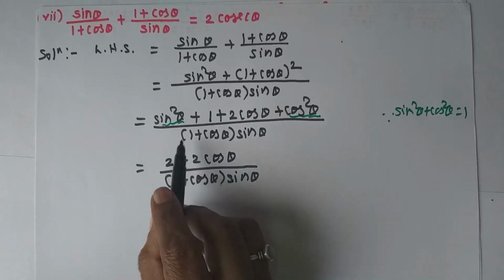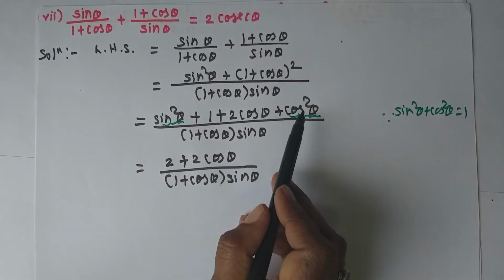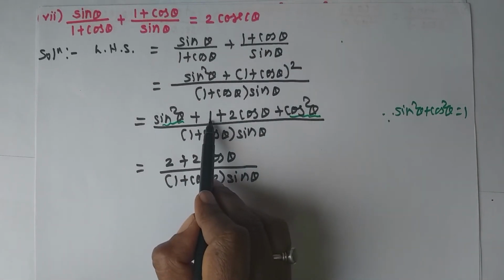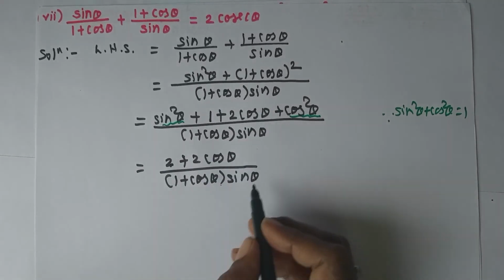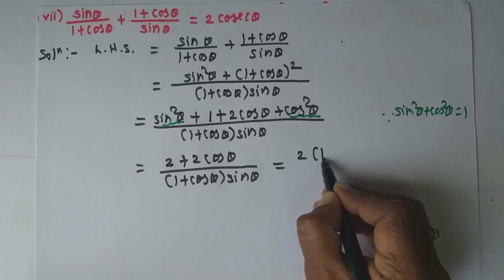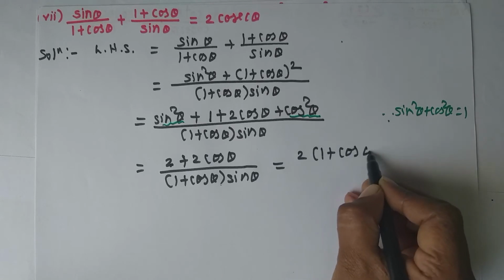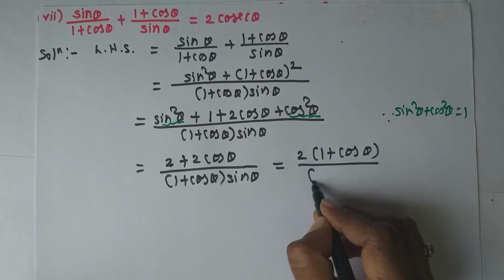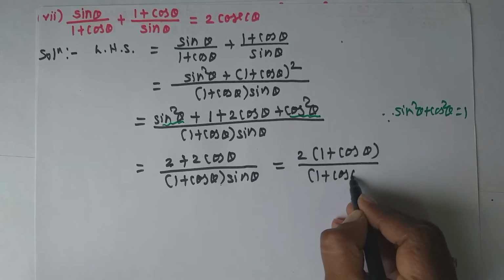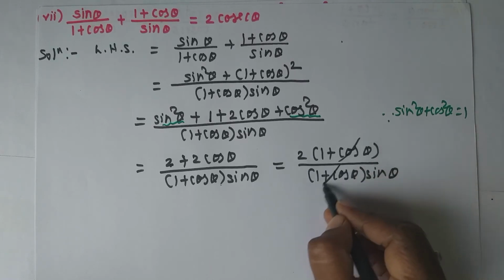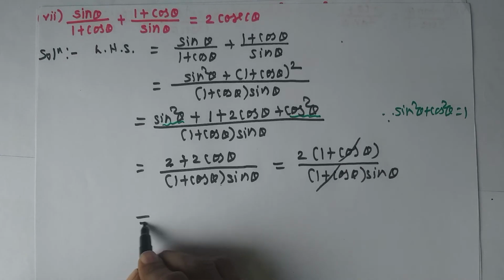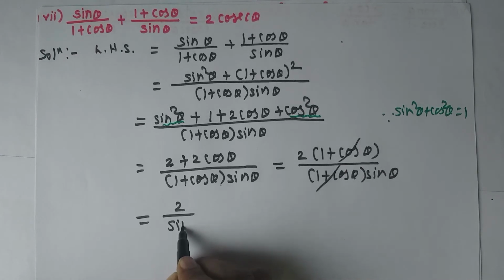How do these 2 come? This sin square theta plus cos square theta is 1, that 1 plus this 1 will be 2. Therefore I am writing here 2 plus 2 cos theta. Now take 2 common. In the bracket it remains 1 plus cos theta, and in the denominator 1 plus cos theta into sin theta. Now this 1 plus cos theta will get cancelled, and here remains 2 divided by sin theta.